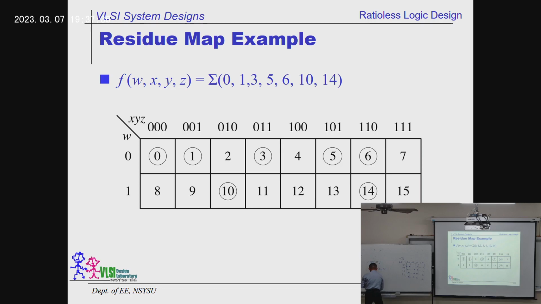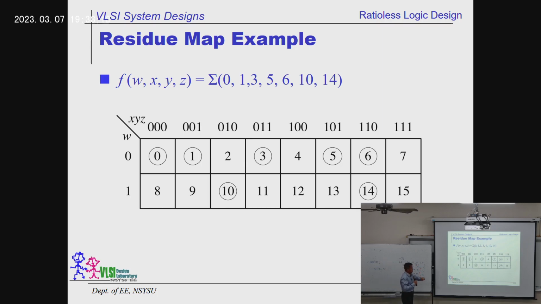Your professor certainly told you to plug in 1 over here, then we get a 1, and this is 0, and then 1, and number 3, number 5, number 6, then 10, and 14. Then your professor told you how to group these ones and find the minimal set. That's what you learned when you were young, right? About 2 or 3 years ago. This is the K-map. Now we are not talking about the K-map; we talk about the residue map.